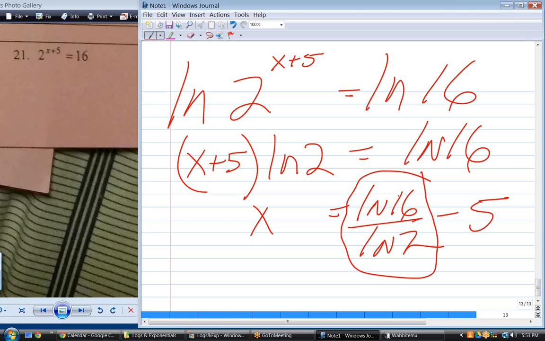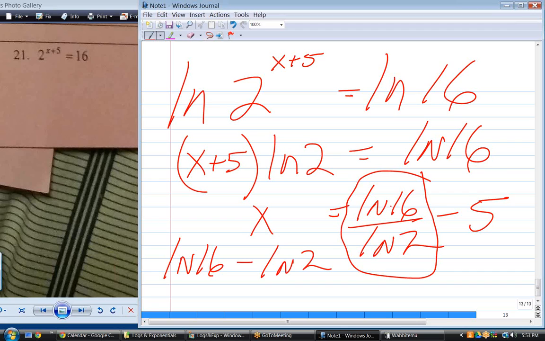You can put it into a calculator. No, that's the tricky part. And that's why I asked, because I didn't want you to confuse that. That is not the natural log of 8. Notice that the natural log of 16 minus the natural log of 2 would be the natural log of 8.